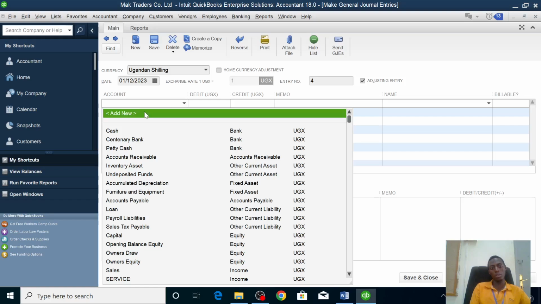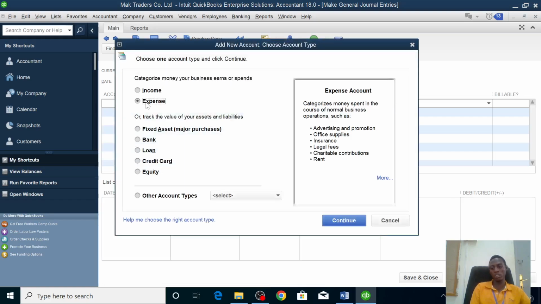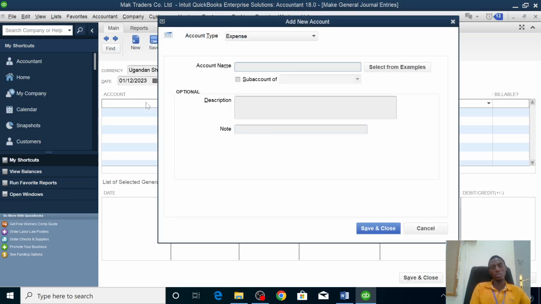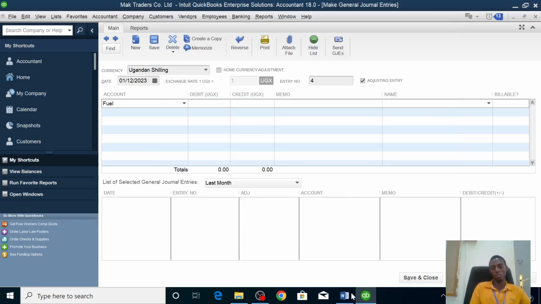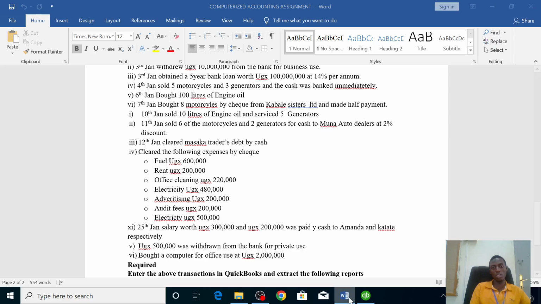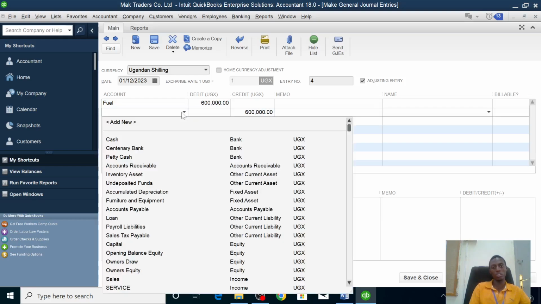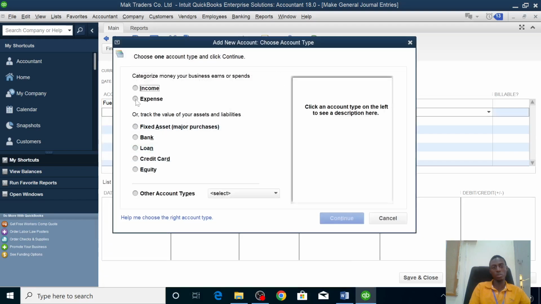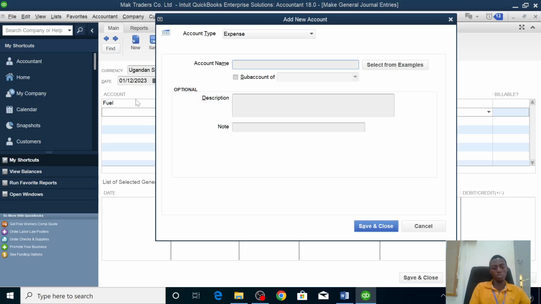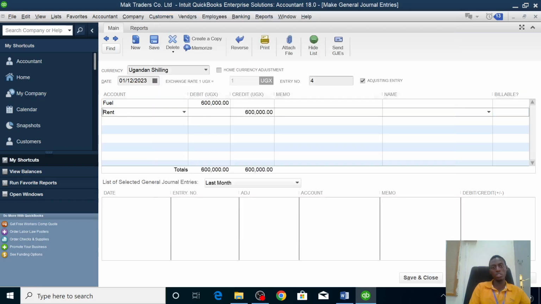Come here, add my expense, add new, it's an expense. First one is fuel. Fuel of 600,000. Next is rent, add new expense, continue, and it's rent. Save and close, of 200.